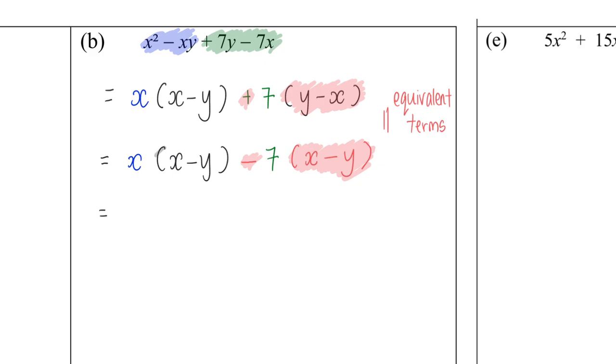We would then be able to see that, hey, x minus y will then be my common factor. And I'm left with x minus 7. Okay? So for this set of examples, most of them would require us to express equivalent forms, as seen in this example. So let's move on to another example.